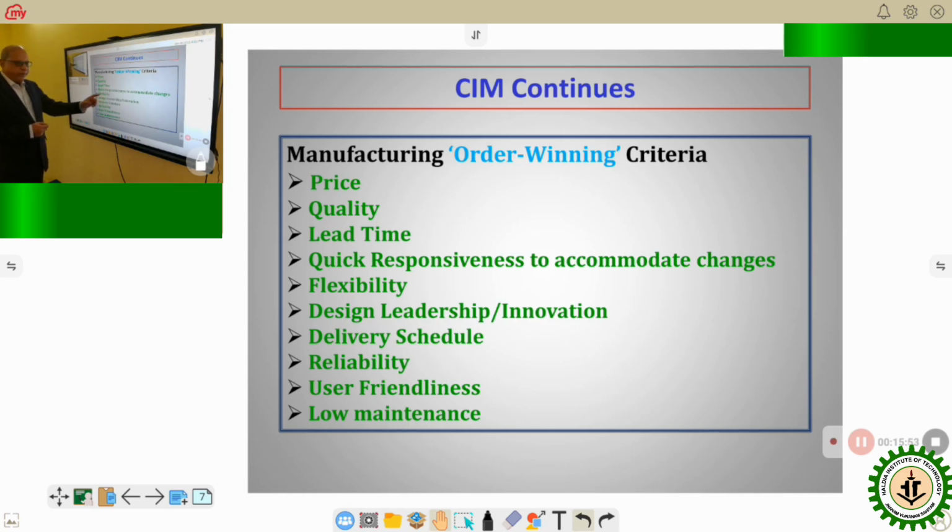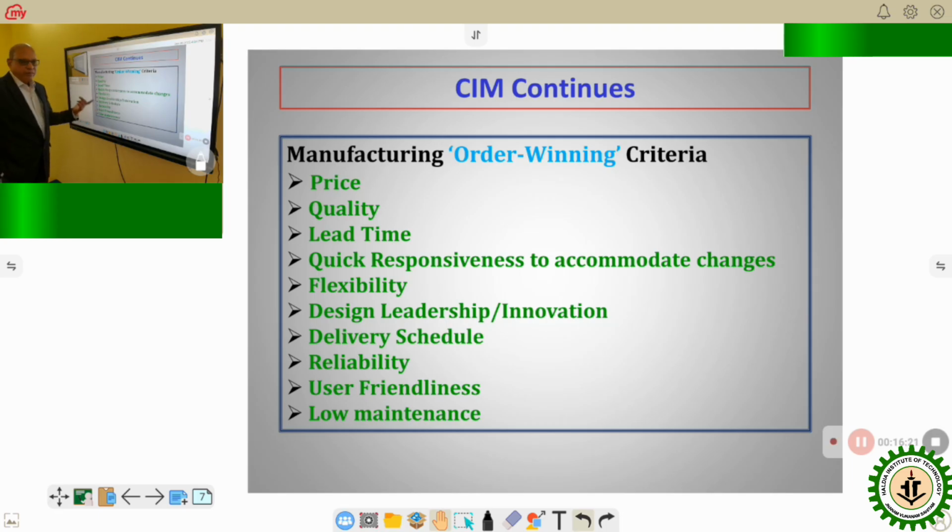Design leadership and innovation. In the 21st century, design leadership or innovation is extremely crucial. Even the current Industry 5.0 emphasizes and highlights that particular term, the innovative product or innovation in design leadership. Delivery schedule. A strict delivery schedule must be maintained, otherwise reputation will be affected, which may be encashed by the other competitors.